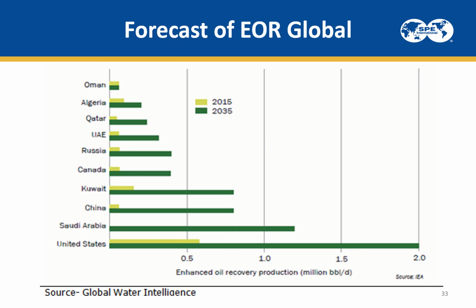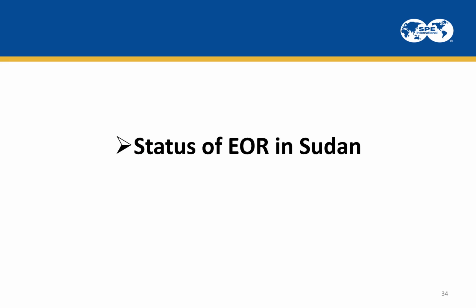in the United States. For Saudi Arabia, up to 2015, there are no EOR projects, but the contribution of EOR will be almost 1.2 million barrels per day in 2035. In China, it is currently about 0.1 million and expected to be almost 0.75 million barrels per day in 2035, and so on for the other countries.